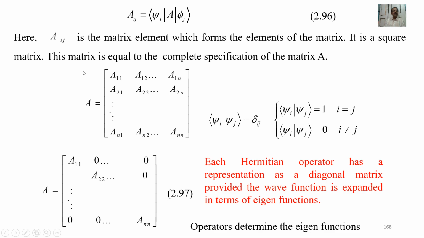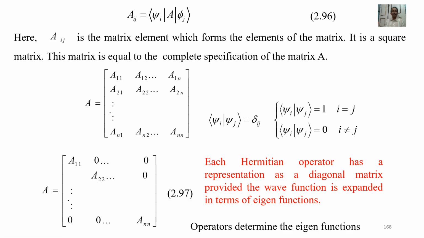This matrix is equivalent to the complete specification of the operator A. So A equals A11 up to A1n, up to Ann. Of course, use the Kronecker delta condition: if i equals j, the answer is 1; if i is not equal to j, the answer is 0. Look at the diagonal elements, where i equals j. All the diagonal elements exist, while the rest of the off-diagonal elements, on the positive and negative side, become 0.